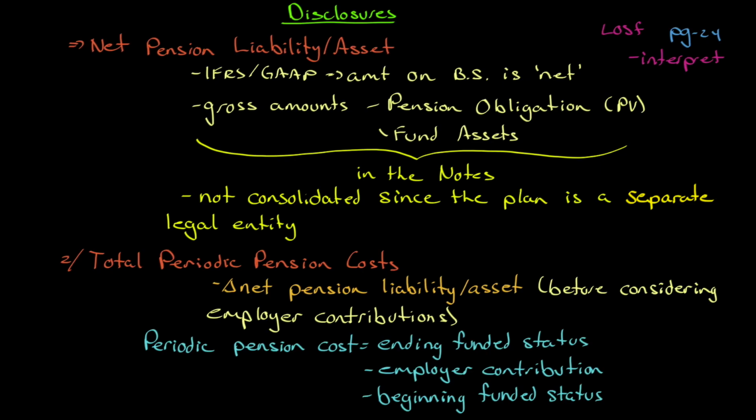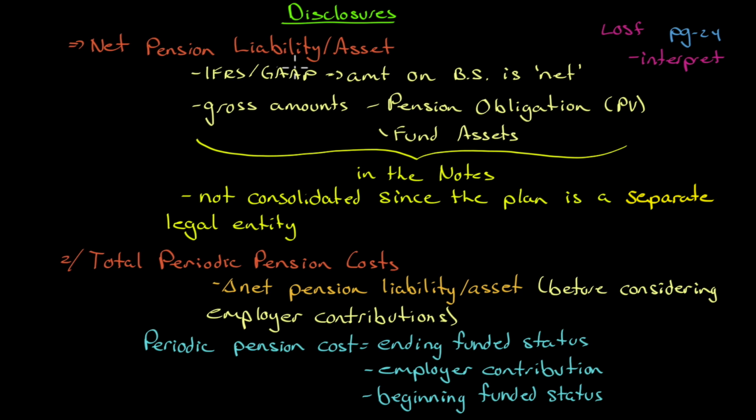So continuing on here with the issues that can affect comparability, we've already looked at differences in key assumptions, went through some examples. Let's look at the net pension liability or asset, and you may think that that's probably the most comparable because it tells us what the funded status of the pension plan is. IFRS and GAAP both have the amount on the balance sheet as net.